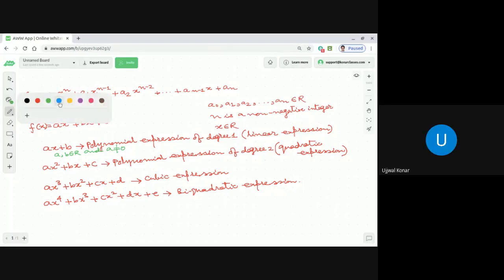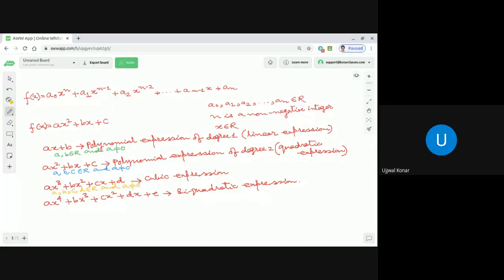Similarly, if you look at this second case, here a, b, c belong to real numbers and a is not equal to 0. Because the moment in the expression ax square plus bx plus c, a is equal to 0, the expression reduces to bx plus c, which is no longer a quadratic expression, it becomes a linear expression. Correct or not? Okay. Similarly, if you find that here a, b, c, d belong to real numbers and a is not equal to 0.